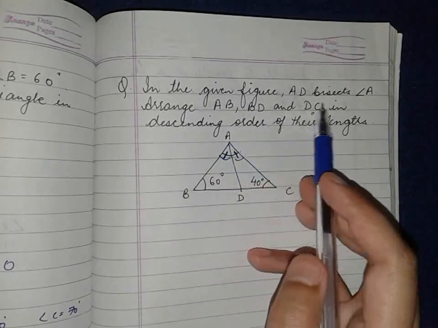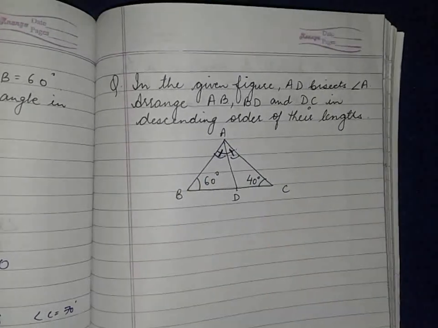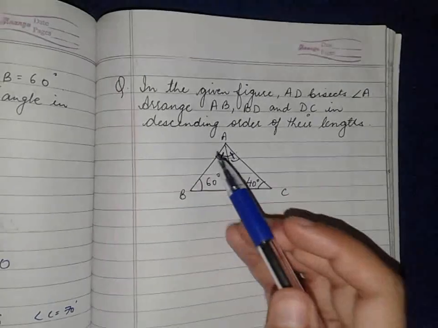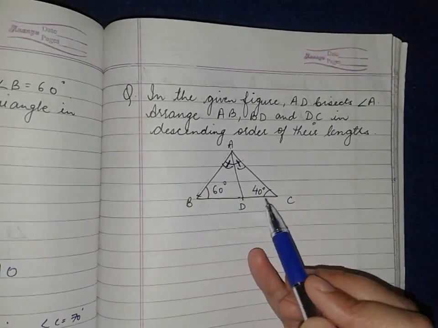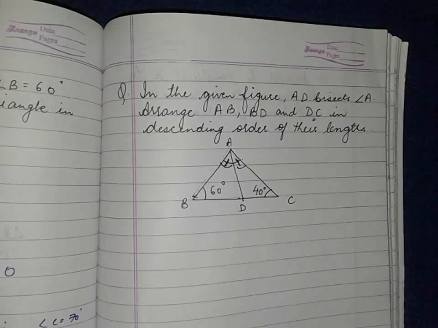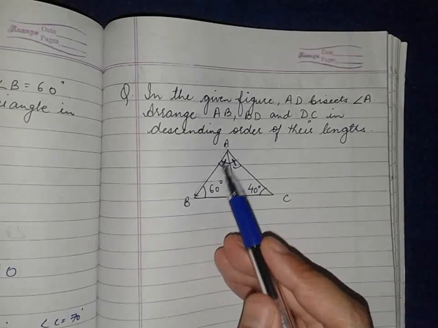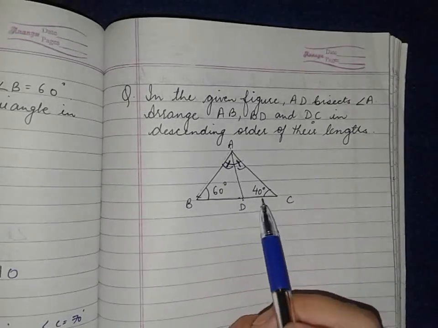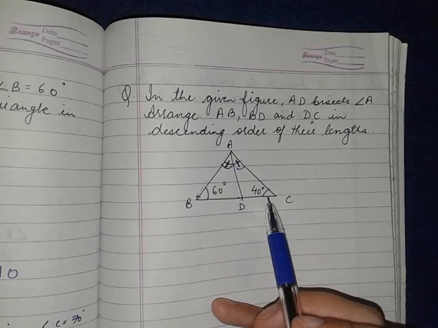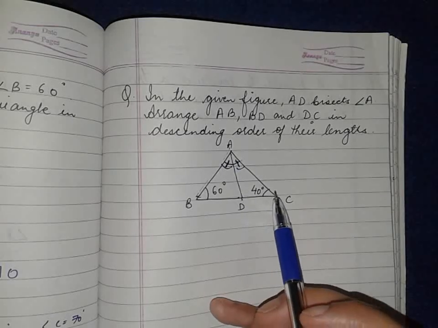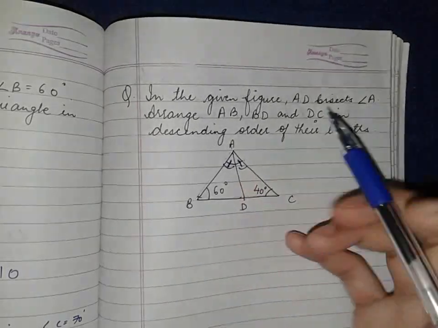Arrange AB, BD and DC in descending order of their lengths. We have to arrange AB, BD and DC in descending order of their length, means longest to shortest. Now see one thing. AB and BD are contained in the same triangle, but DC is in another triangle. So DC will be compared later. First compare these two.